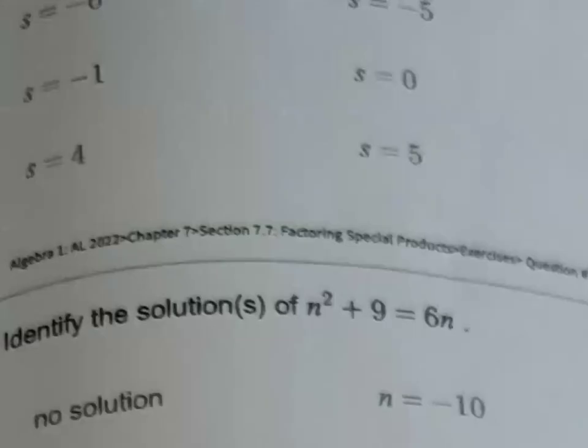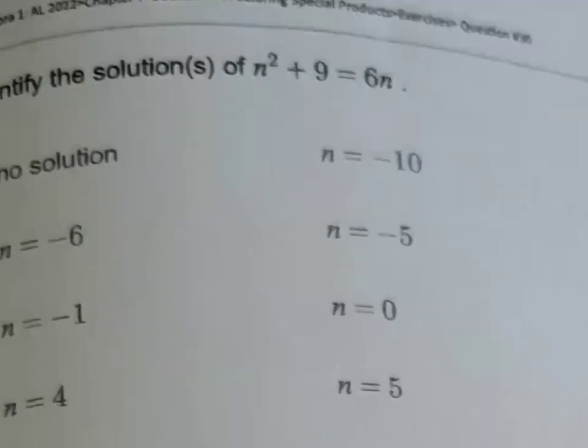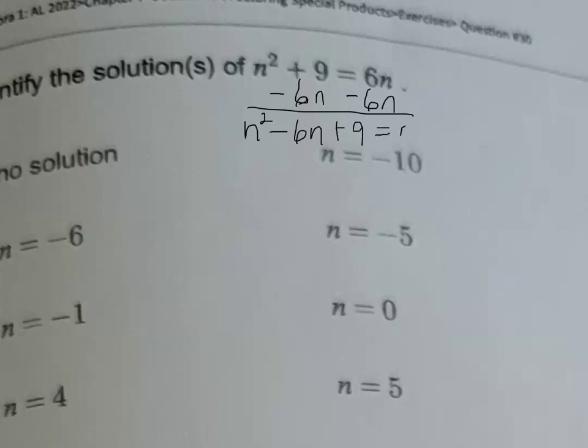Okay, this next one you have to work a little bit first. So you have to get it equal to 0 every time you have a quadratic. Every time you have a quadratic, if it's not equal to 0, you have to make it be equal to 0. So we got to get rid of the 6n. 6n on both sides. So n squared minus 6n plus 9 equals 0.